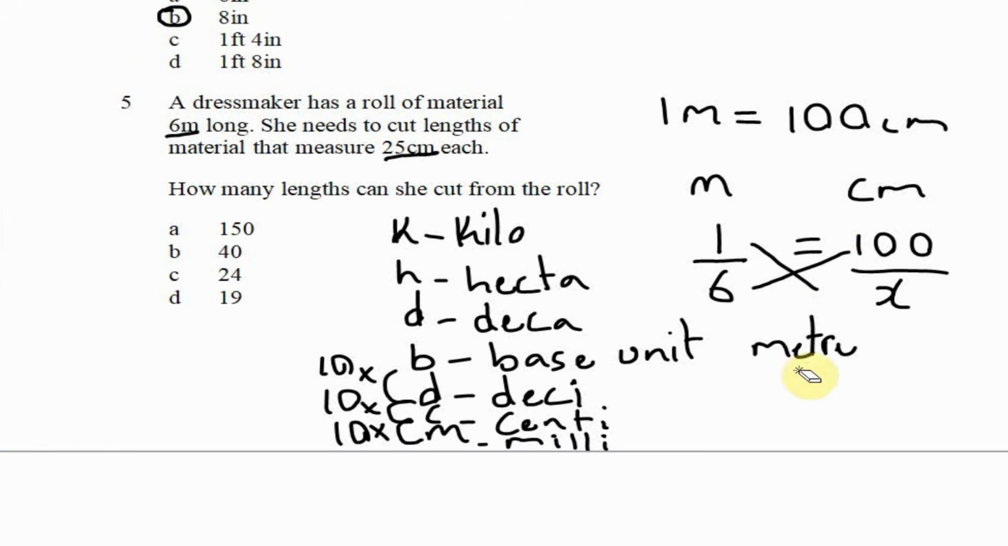Let me get this out of our way. Now when we cross multiply, we multiply the terms diagonally. All right, so x times 1 will give us x. All right, 1 times anything remains the thing. 6 times 100 will give us 600. All right, and this would be centimeters. Notice the unknown was under the centimeter column.